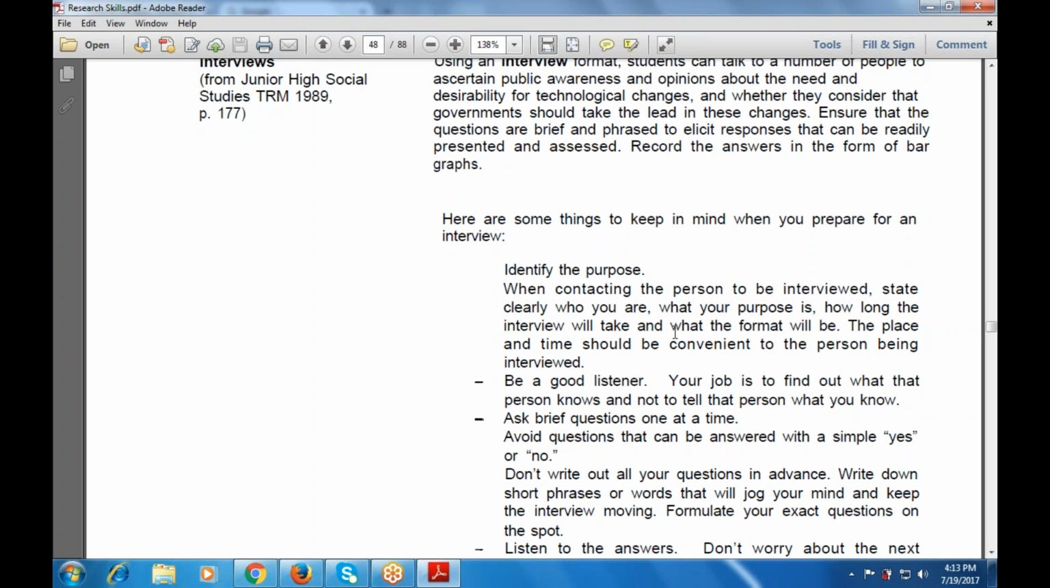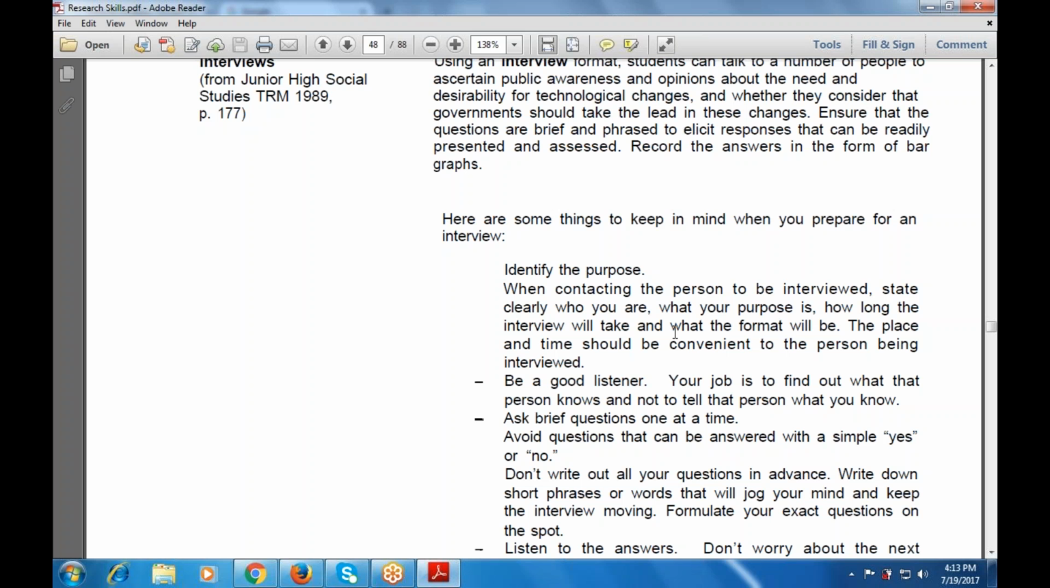Yes. So don't write out all your questions in advance. This is also from the interviewer's point of view. Write down some words. For example, if I want to ask you for an introduction, job profile, I make a highlight of the words, like job profile. Not the exact question, 'tell me about your job profile.' No. Only the keywords or the phrases.